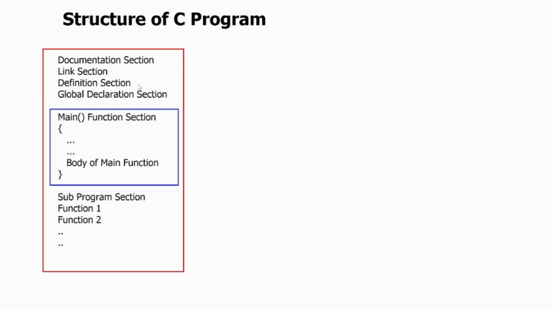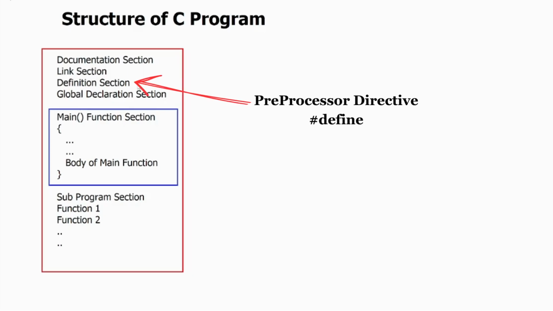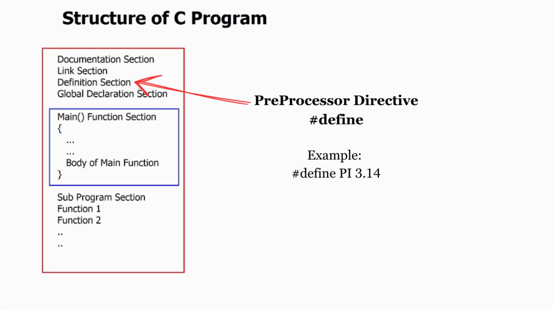Next section is the definition section. In this section also we include the preprocessor directive like #define. Suppose for our entire program we need to assign a value. So we can write #define. Let's say the variable name is pi and the value that we want to assign is 3.14. So basically this means that we are giving a constant value for our variable pi.